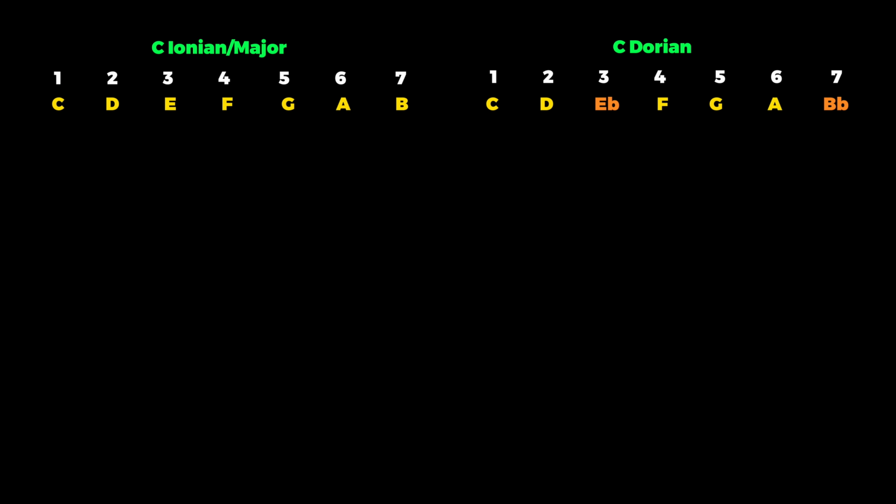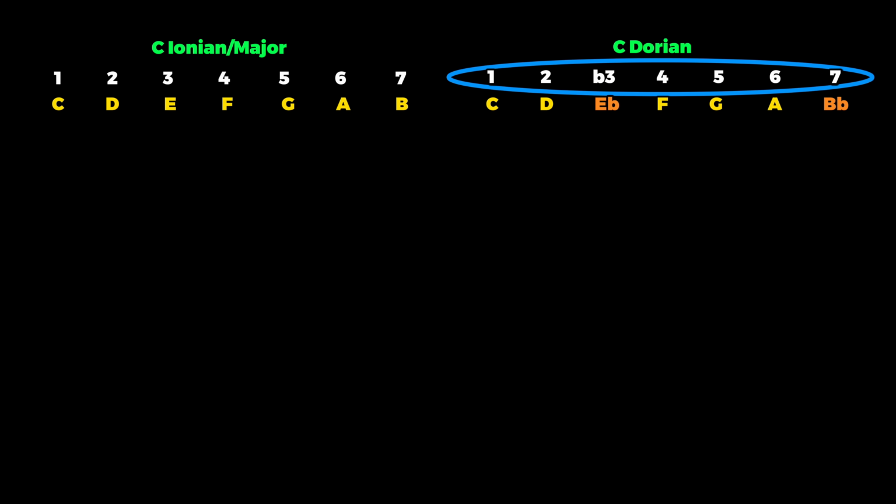And because we relate everything back to the major scale, you could describe the Dorian scale as having an intervallic structure of 1, 2, flat 3, 4, 5, 6, flat 7.